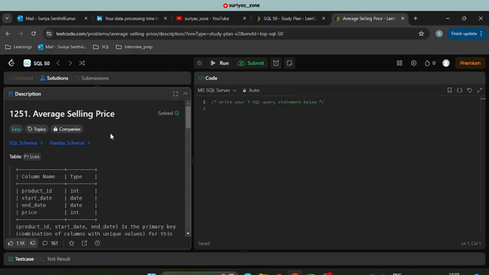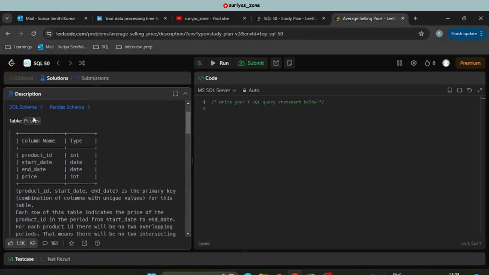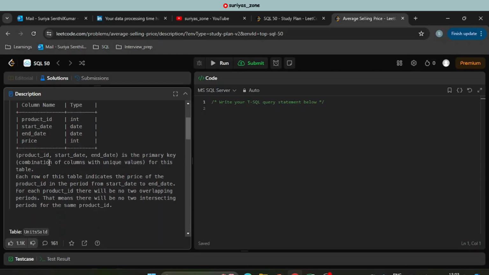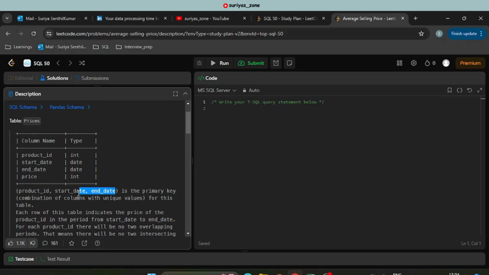So today we are at day 16 of our 50-day SQL challenge, and today's problem is 1251, Average Selling Price. Here we have a prices table with attributes like product ID, start date, end date, and price. They have mentioned that product ID, start date, and end date is the primary key combination of this table, which is a kind of composite primary key.